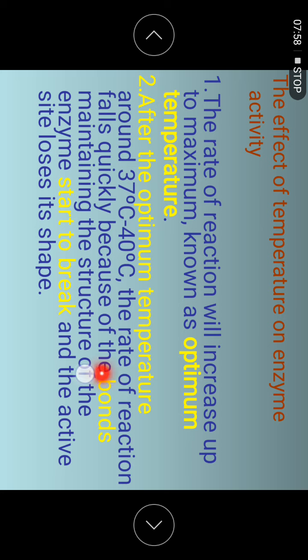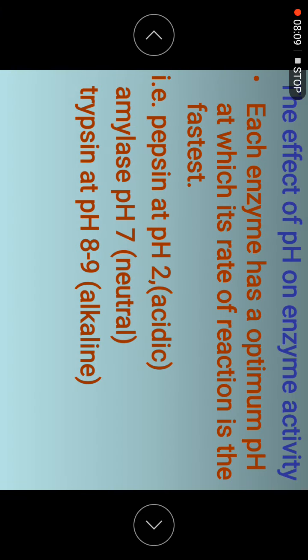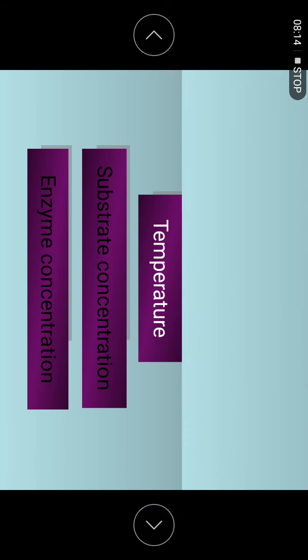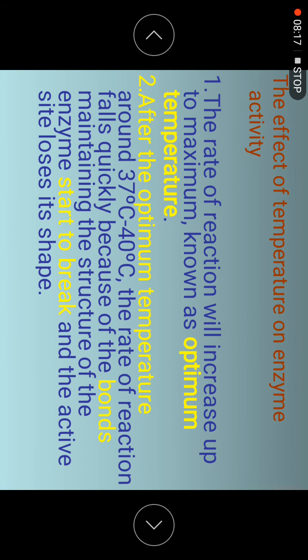It means that the bonds that hold the structure of the active site of the enzyme break. When it breaks, the active site will lose its shape. So when it loses the shape, it cannot bind with the substrate. So when it cannot bind, there is no reaction. So remember, enzymes are proteins, and proteins are made of monomers, and those monomers are held with bonds.